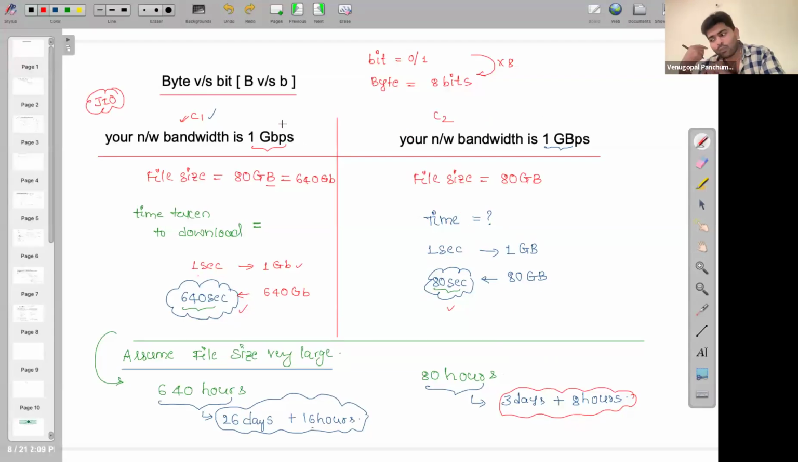If you want, you can go and check your connection. On the router you can see those symbols: 1 Gbps, small b, capital B. It is always small b only. It's the same for Mbps, Kbps, Gbps, Tbps. It's the same for all. So it's always a small b only. Okay, so everyone understood?